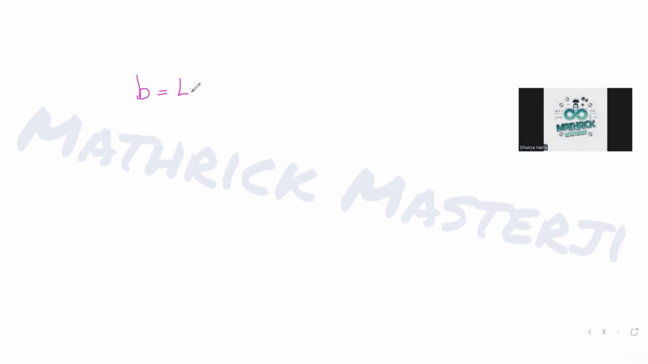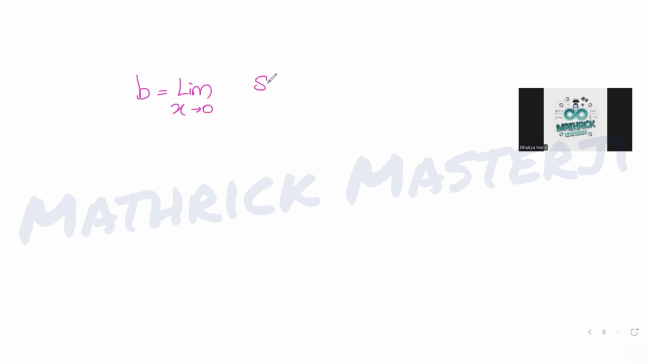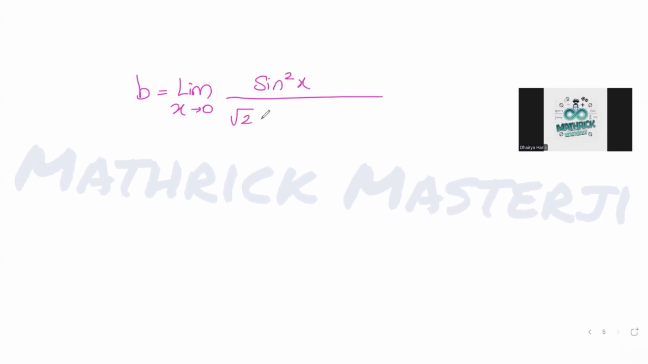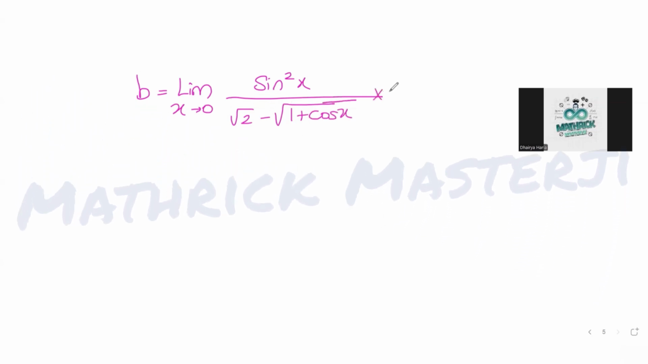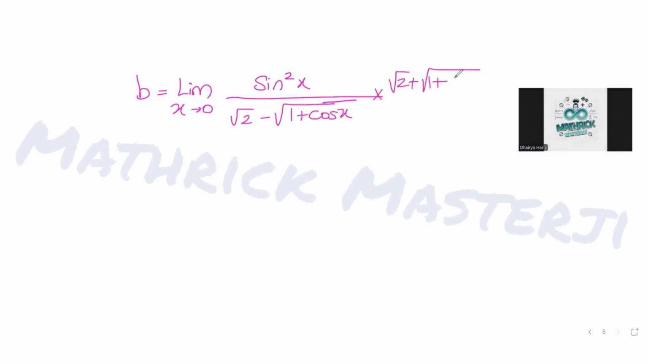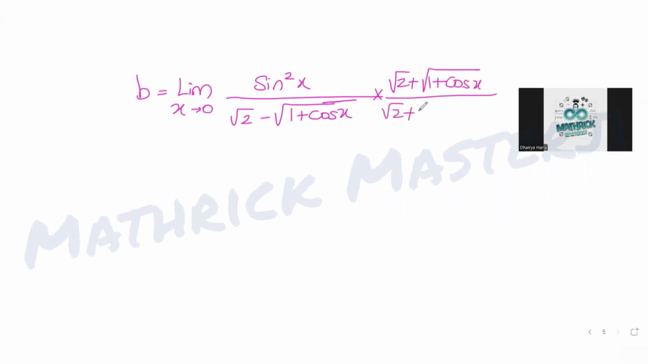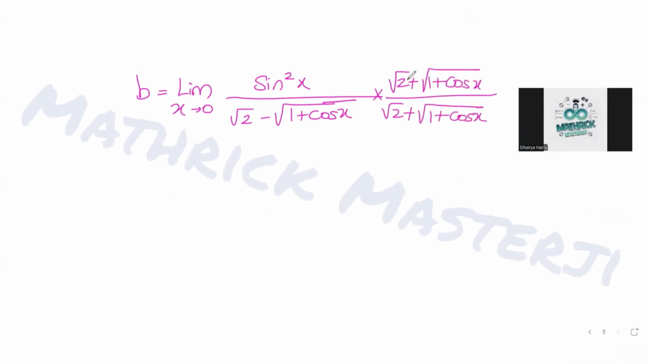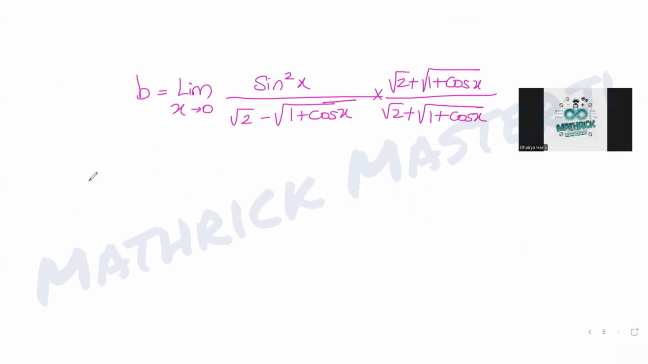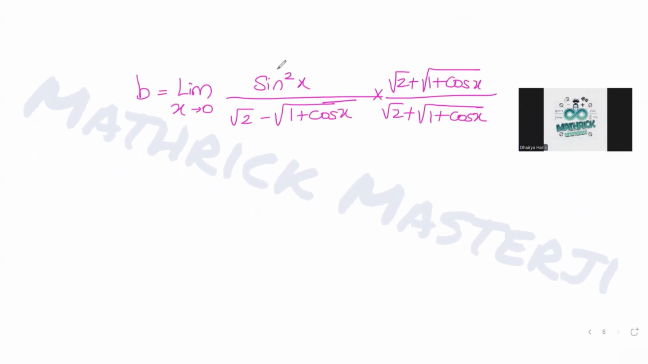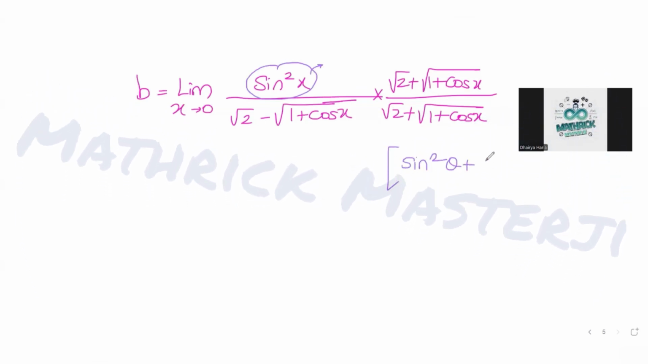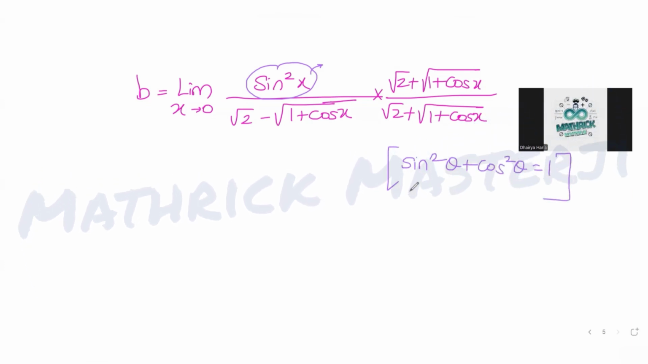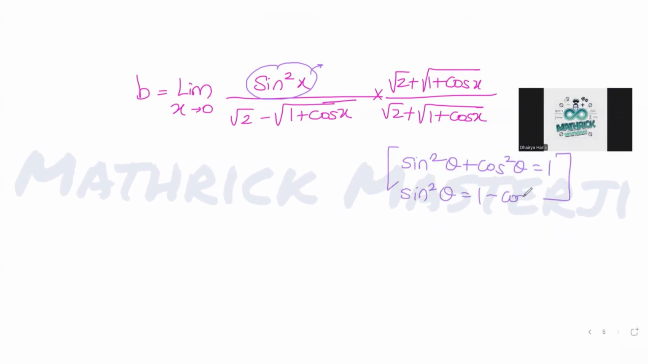Now let's try to figure out the value of B here. B tells me limit x tends to 0 sine square x divided by root 2 minus root of 1 plus cos x. Now first, if I see root here in the denominator, I know I have to rationalize. So root 2 plus root of 1 plus cos x and root 2 plus root of 1 plus cos x. And if I have to cancel any terms, I should have my trigonometric ratios in only one form. So sine square x also I can use the identity, that is sine square theta plus cos square theta is 1. So from there, if I figure out sine square theta, I can just write it as 1 minus cos square theta.